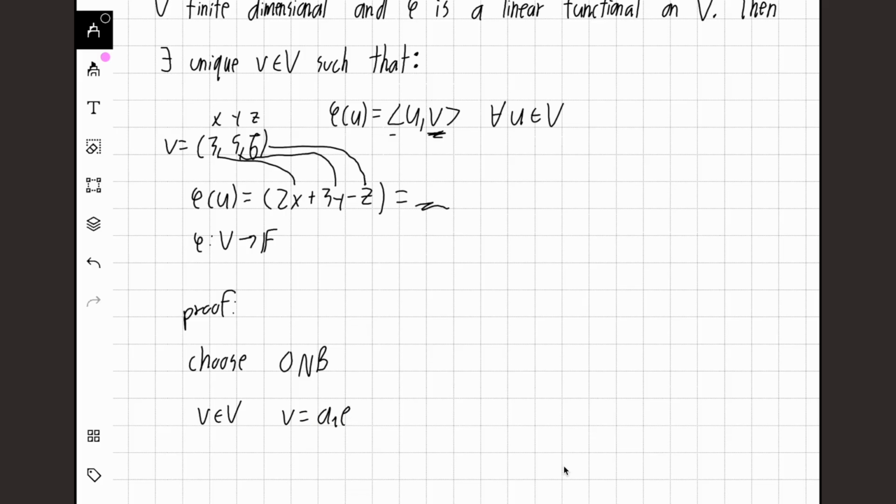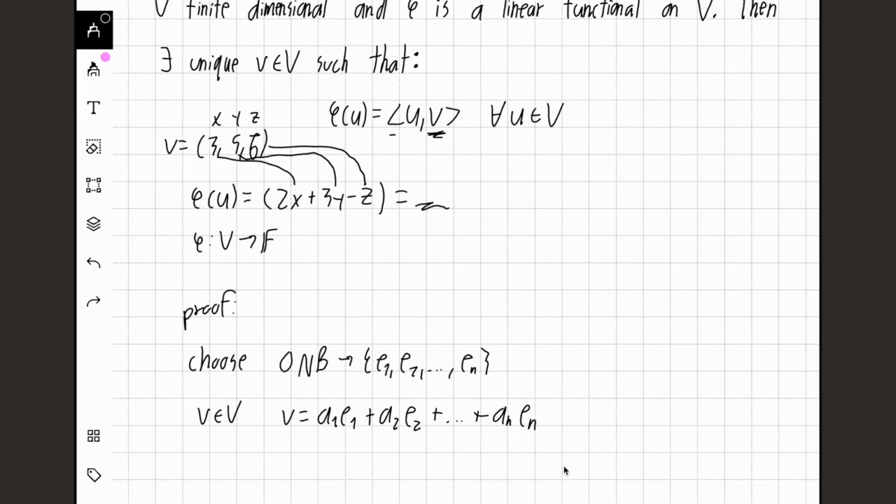I'm calling the orthonormal basis vectors e1, e2, up to en. So a vector v can be expressed as a1 e1 plus a2 e2 all the way to an en, where the a's are scalar coefficients and the e's are basis vectors. So we can express any vector v as a sum of the basis.